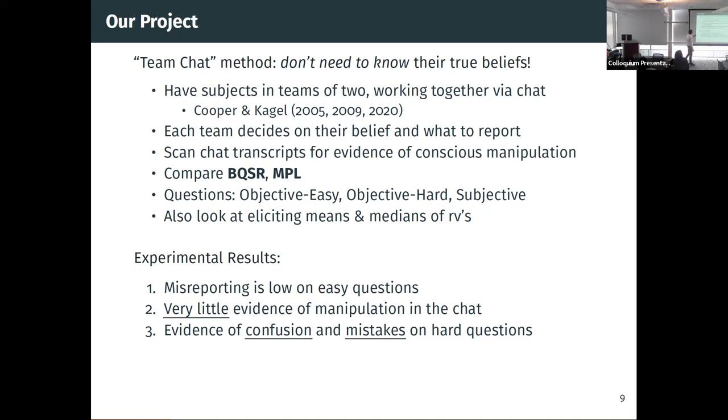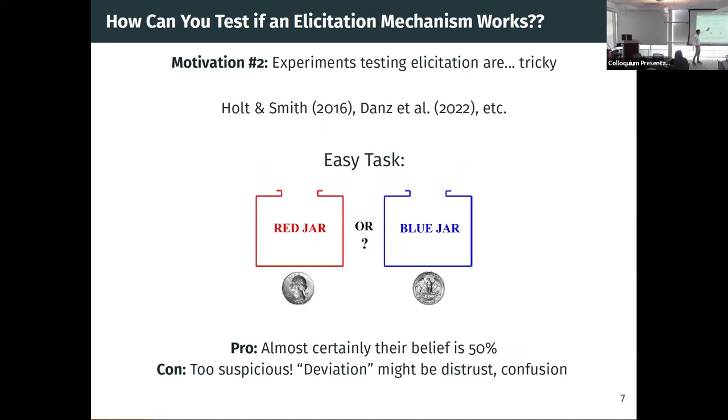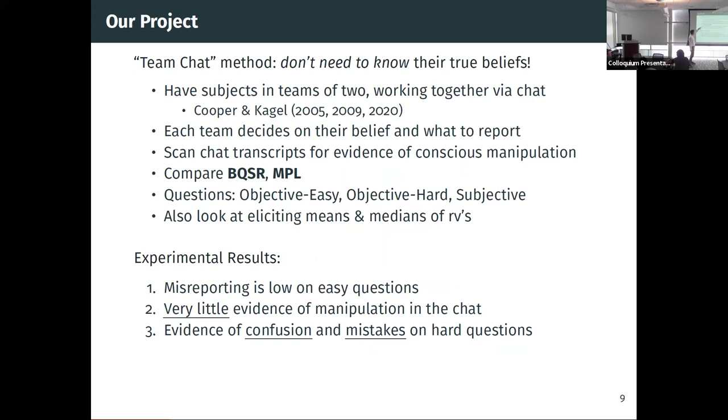And an advantage of this is I can do this on a hard question, I can do this on an easy question, I can do this on any question you want. I no longer need to know what the true answer is because I can just look at the chat transcripts for what their true belief is. So we're going to do it on all kinds of different questions. We can even elicit means and medians of random variables instead of just beliefs about true false events. I won't talk about that today, just because of time. But let me give you a preview of the results.